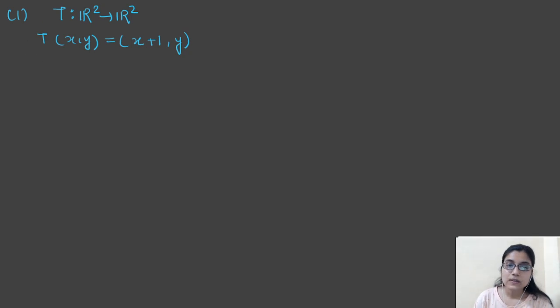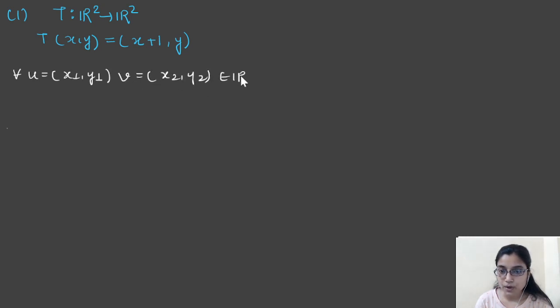Okay, so first I will tell you where the property fails, or whether this is a linear transformation or not. Then I'll give you the parts which I have discussed just now. So for all u which is our (x1, y1) type, and for all v which is our (x2, y2) type, belonging to R2, and for all alpha, beta which belong to the field F. What we are doing here is T.